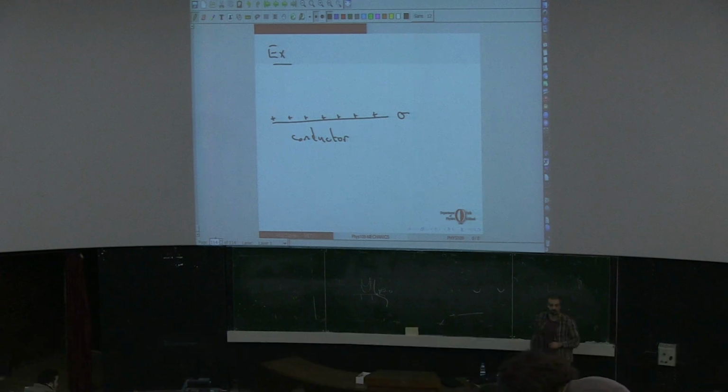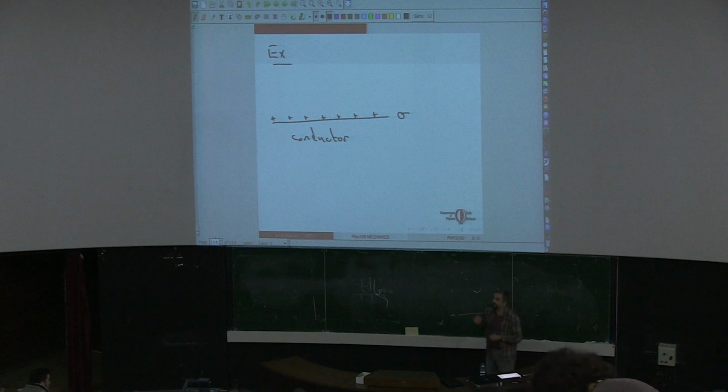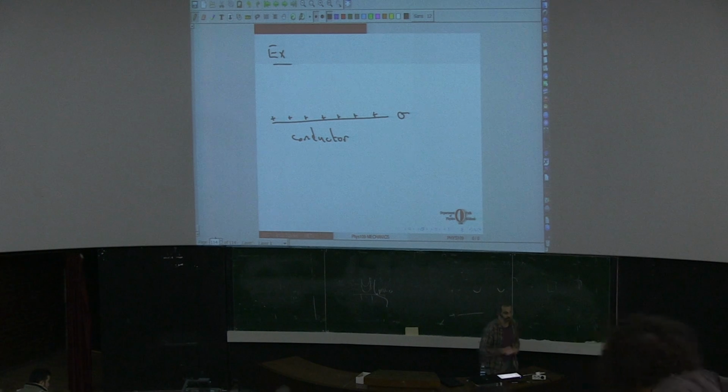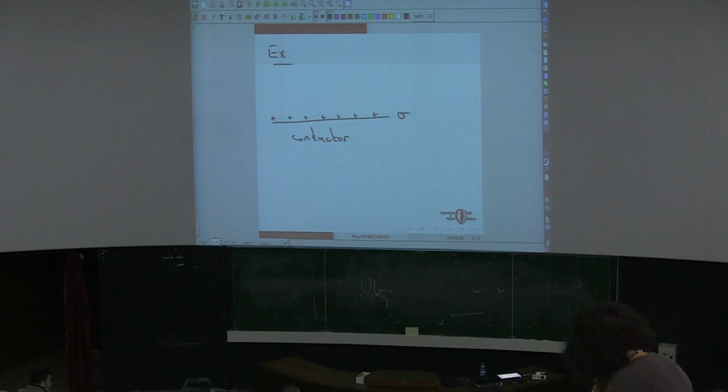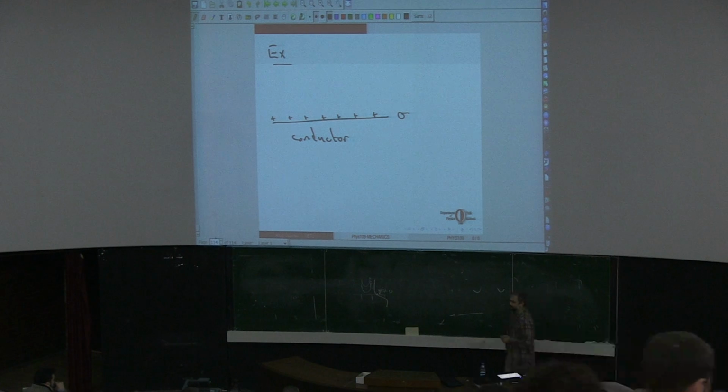Now, what is the electric field? Well, your friend had a guess, sigma over 2 epsilon 0. It's a wrong guess. It's not correct. It's not sigma over 2 epsilon 0. Sigma over epsilon 0 is the right answer, but why?